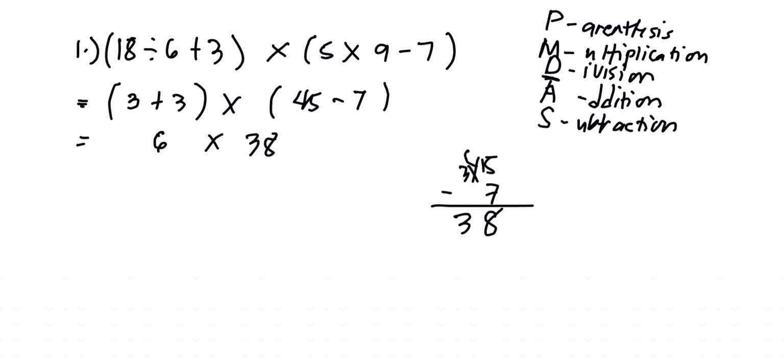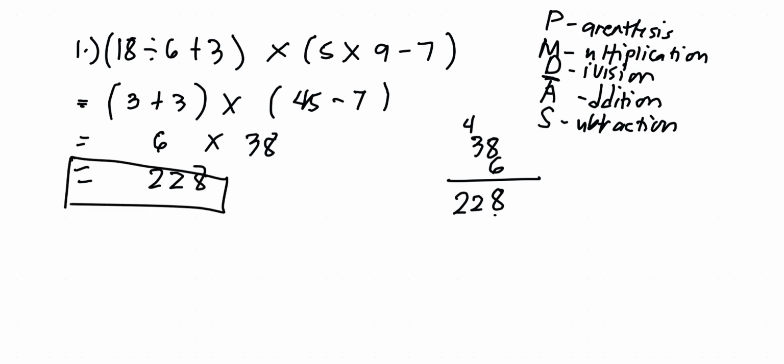So we're going to solve 6 times 38. So 8 times 6, that is 48. Carry 4. 3 times 6 is 18, 19, 21, 22. Okay, so the final answer is 228.